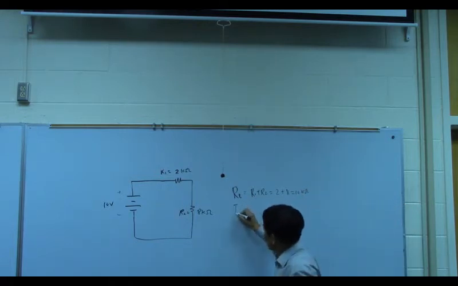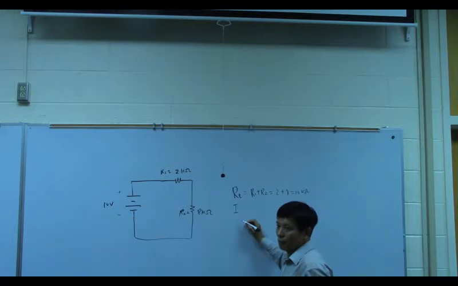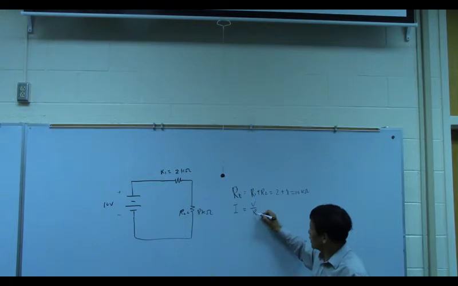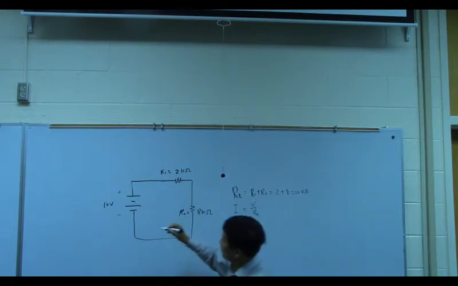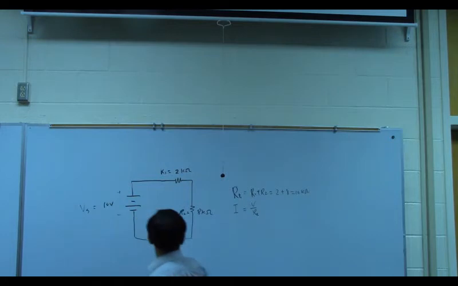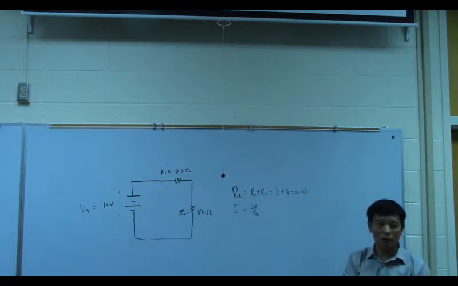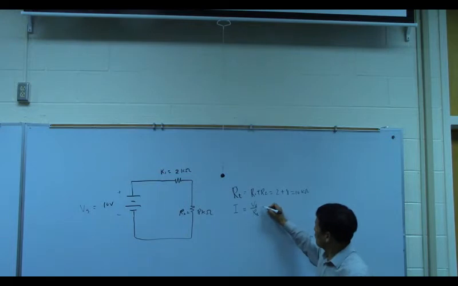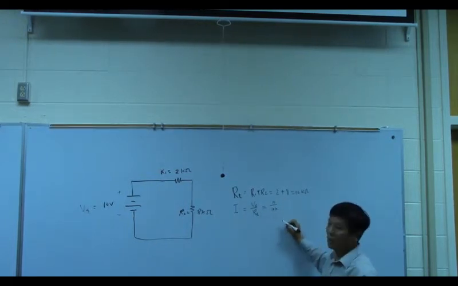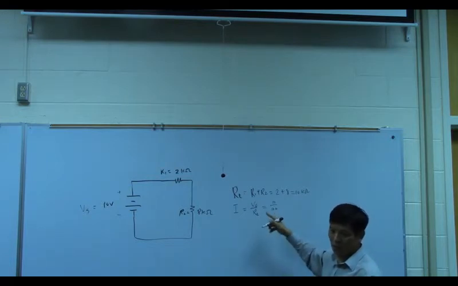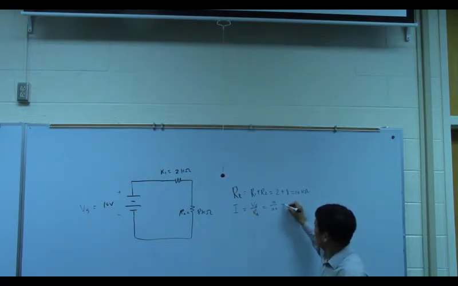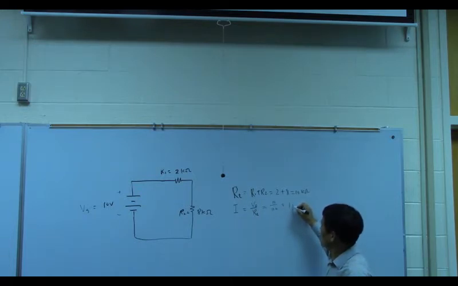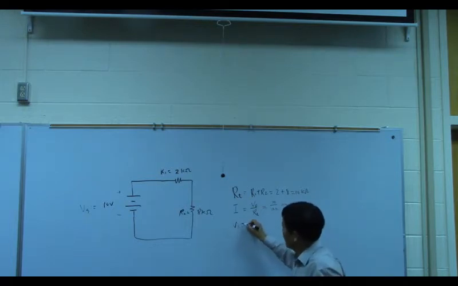Okay, the next one is the current I. That one equals V over R. In our example, it will be VS over RT. Plug in the numbers: 10 over 10K. You write 10K, better, right? Otherwise somebody may think this is a standard unit. So this one equals 1 mA. It's good.